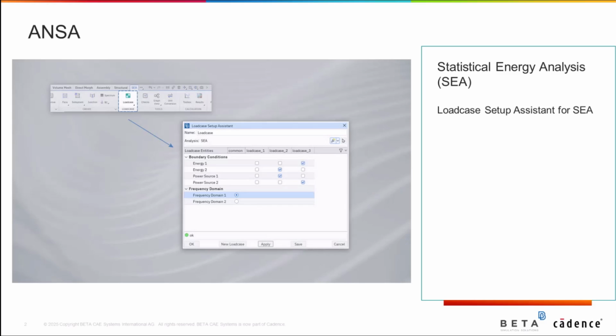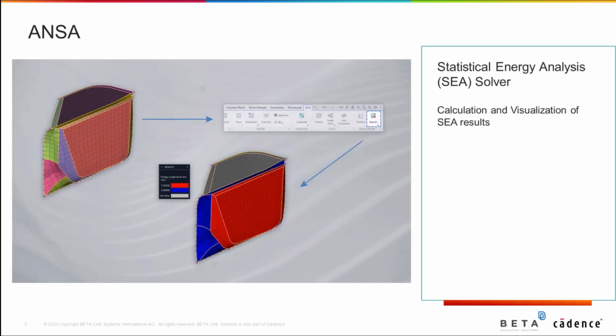Starting with ANSA. A new tool is introduced in the Statistical Energy Analysis Ribbon, which is designed to streamline statistical energy analysis. The Load Case Assistant facilitates the creation of load cases tailored for statistical energy analysis. It is possible to generate basic entities for boundary conditions and frequency domains effortlessly, and the load case is transferred to the ANSA database. A new solver for statistical energy analysis is implemented in ANSA.